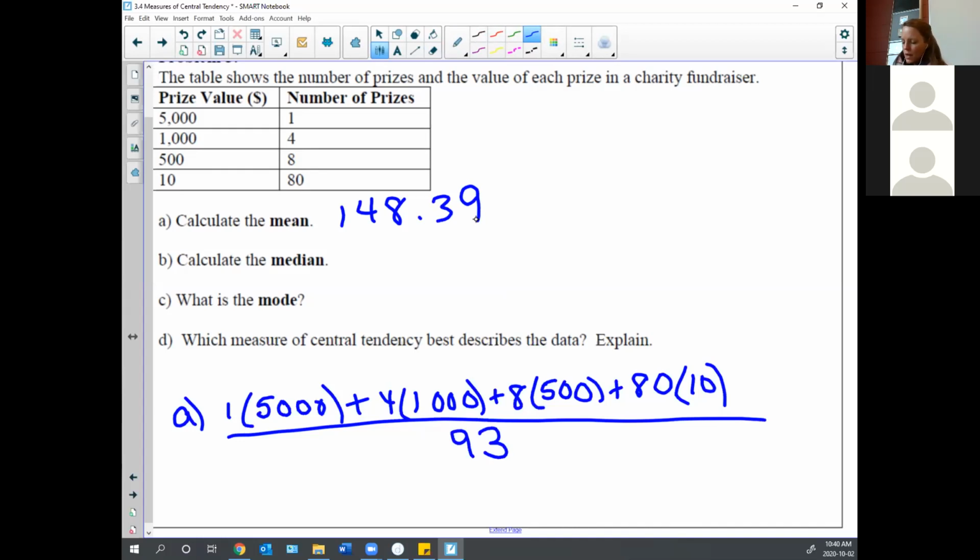Caprice, okay, awesome. Median, we need to figure out the middle, but let's be really smart about this, guys. If I was going to put them on a scale, I have 80 tens, so I'm going to write 10 80 times. Then I have 500 8 times. Then I have 1,000 4 times. Then I have 5,000 1 time. If I then figured out what was in the middle, what number am I going to land on? 10. 10, exactly. Because I only have 13 higher than 10, right? I have 8 500s, 4 1,000s, and 1 5,000. So I only have 13 higher than 10. So if I went 13 in from both ends, I've still got a chunk of 10s in the middle.